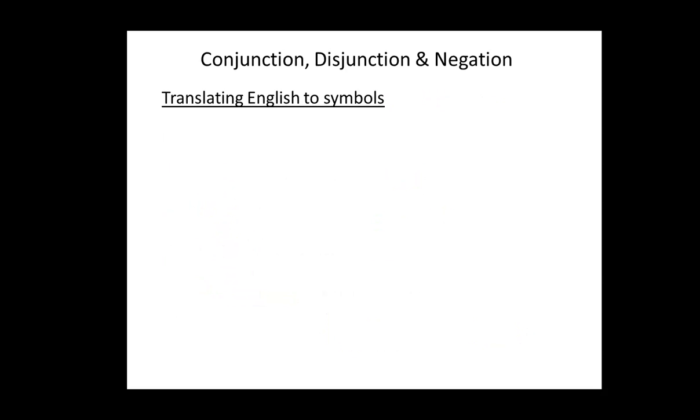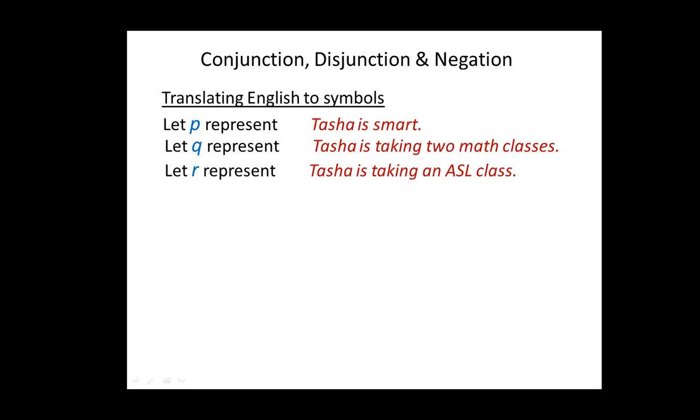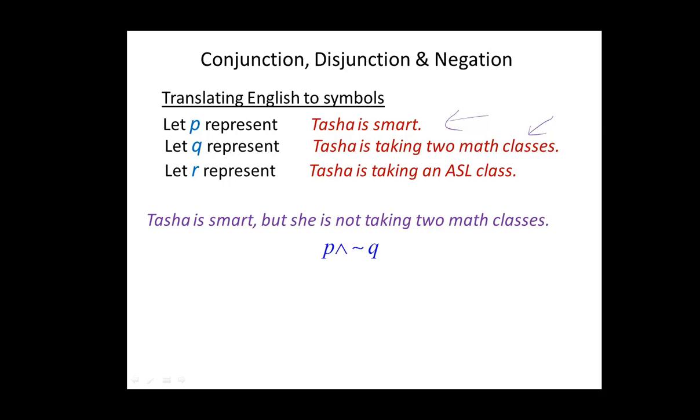With logic, we want to translate from English, and so we're going to take these three sentences. This is our P, our Q, and our R, and here's a combined sentence. Tasha is smart, but she's not taking 2 math classes. Here's Tasha is smart, that's going to be our P, but she's not taking the 2 math classes, so do you see we're going to have P and not Q.